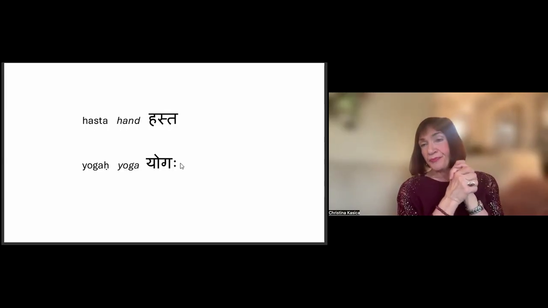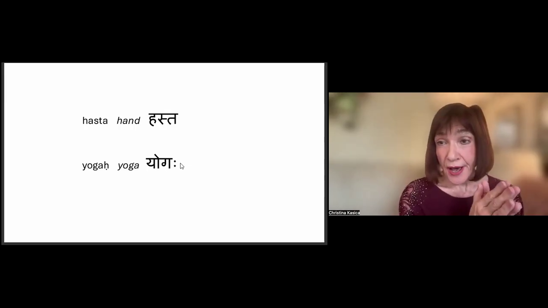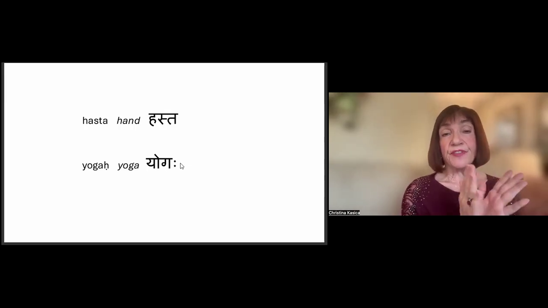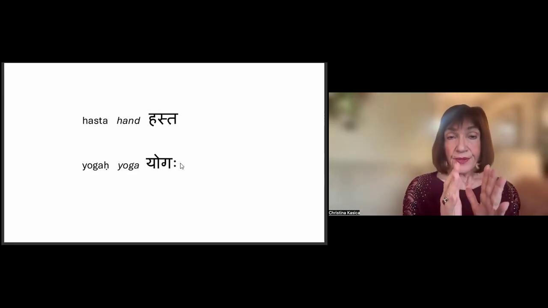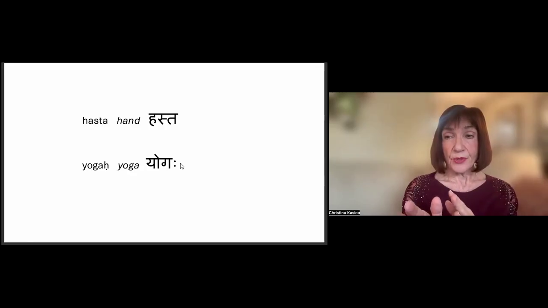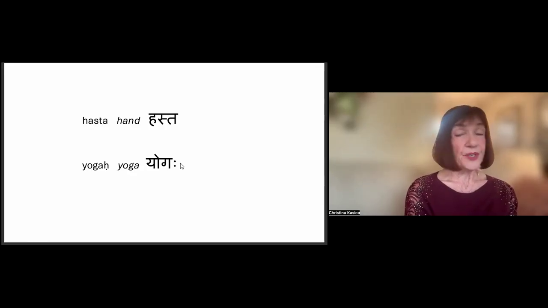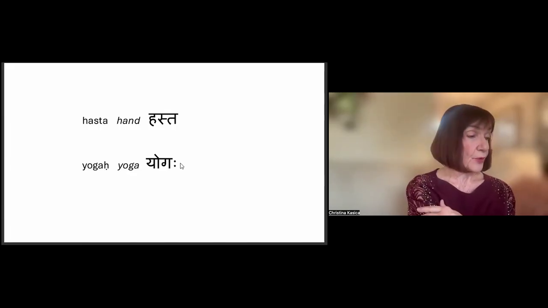Okay, all good. So whenever you see those two dots, you're going to know it's visarga, and you're going to know it affects the sound of the vowel before it and adds a breath sound to it. We'll see more of that as we go forward.